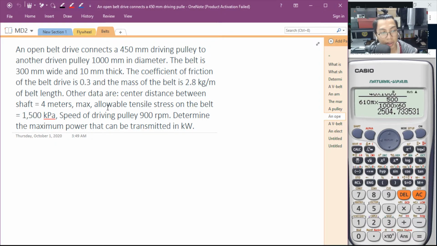So, the center distance between the shaft is 4 meters. The maximum allowable stress on the belt is 1,500 kPa or equal to 1.5 megapascals. The speed of the driving pulley is 900 RPM. Then determine the maximum power that can be transmitted using that belt in kilowatts.